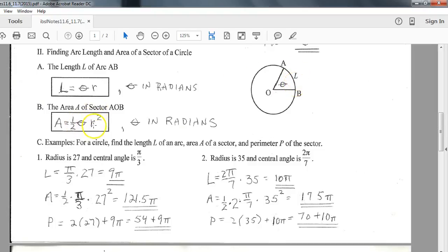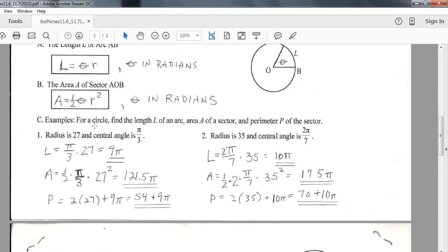This is what we have for the area of a sector, and a sector is simply a part of a circle. So if we were going to look for this area right here, that would be the area of the sector. Again, you've got your theta angle from the middle, you've got your radius, and if we just plug that into this formula, we get the area of a sector.